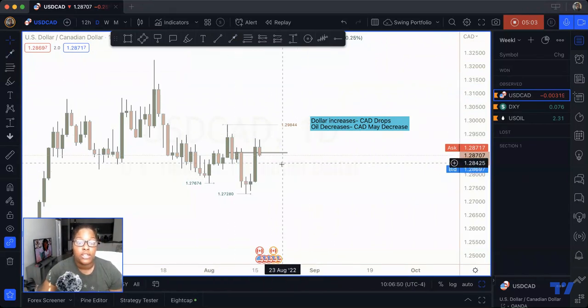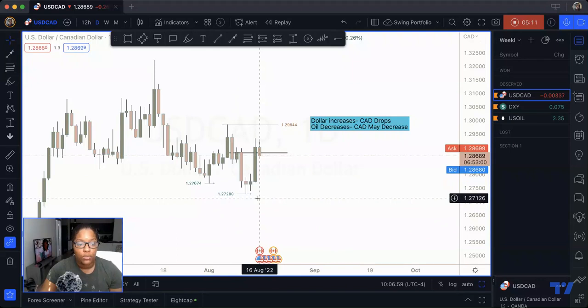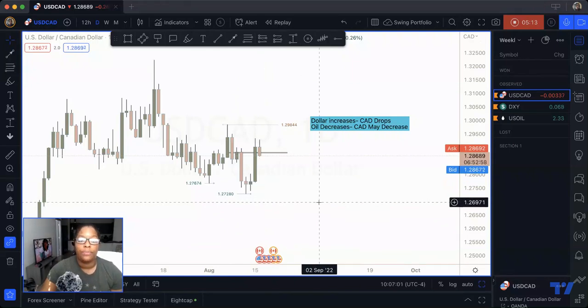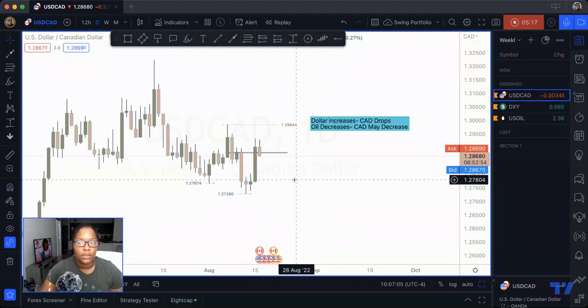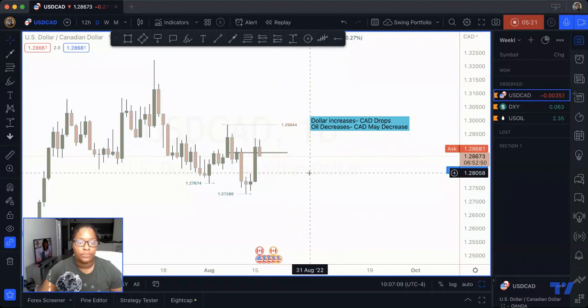If the CAD can drop, if the oil news can push price down, then I'm potentially going to look to be selling back to 1.27280. So this is the trade ideal: a sell, only if today we close bearish or get bearish price action here.